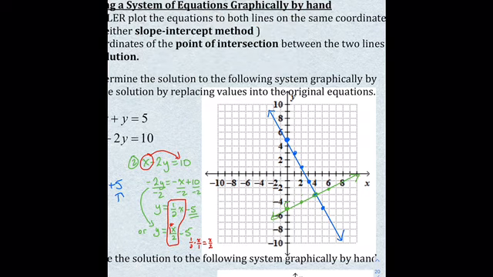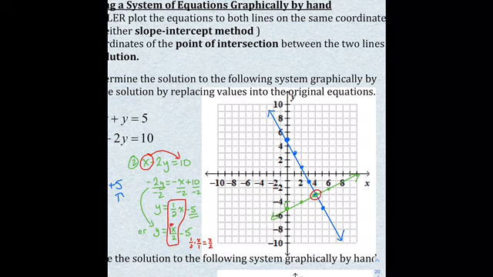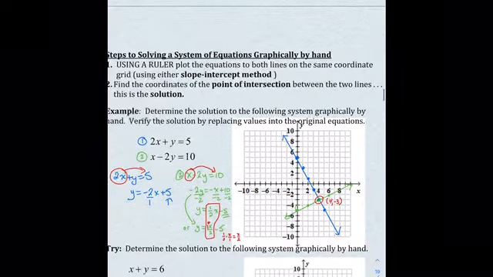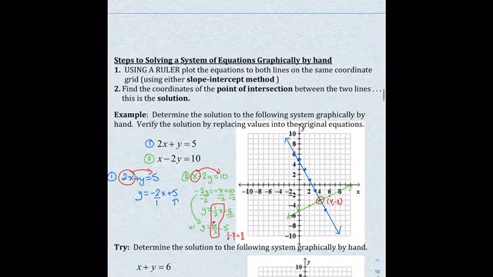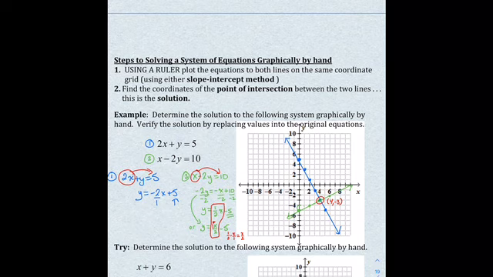And what do you think is going to be the solution to this system? The solution to this system would be 4, negative 3. And both of those would satisfy the equation. What does that mean? It means when we verify.